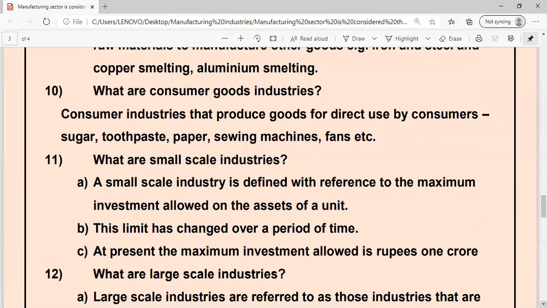Now, what are small scale industries? That means small industry. Small scale industry is defined with reference to the maximum investment allowed on the assets of a unit.